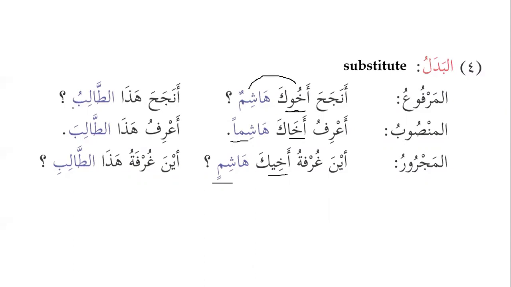Anajaha hadha talibu. So did this student succeed? Arifu hadha taliba. I know this student. And aina ghurfatu hadha talibi. Where is the room of this student? So in normal construction, can badal only come with hadha? Are these just examples? Yeah, this is basically hadha. You know that it's badal. Hadha is ismul ishara, and talib is badal. We say this is ishara, and this is mushara alayh. But in some books, they say that hadha is ishara, and at-talibu is badal. We have to look at the sign of this, and hadha, as we know, is mabni, right? But it can be anything over there.